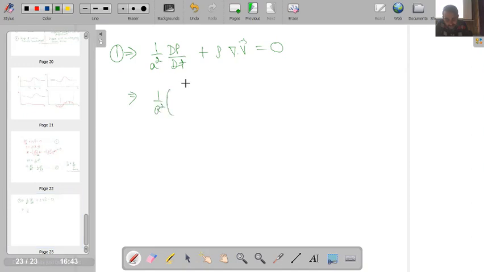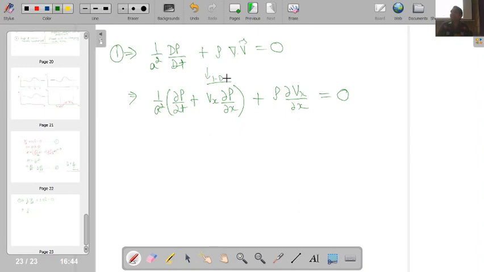So if I take a one dimensional case, then 1 by A², and this dp/dt I can expand. So it will be ∂p/∂t plus v vector dot gradient of pressure. Okay. Now, because I want to write this equation only for a one dimensional situation, it will be vx times ∂p/∂x plus this ρ times ∂vx/∂x equal to 0. Okay. Is this point clear? So now what I have done, I have written this equation only for a one dimensional case.